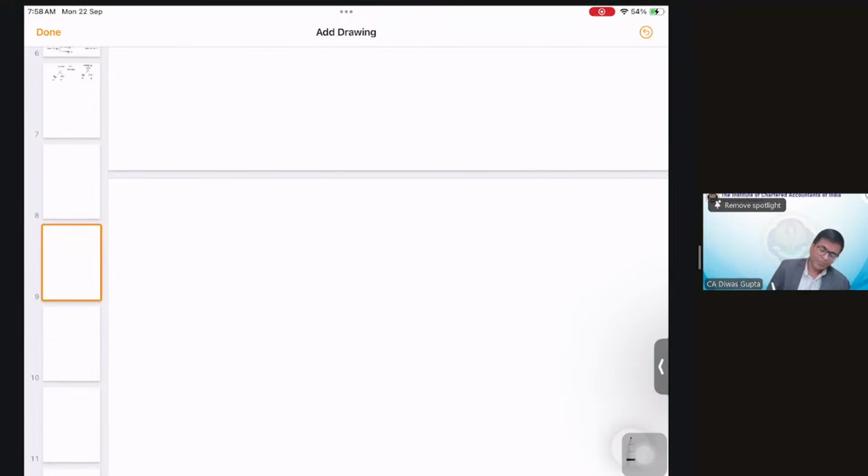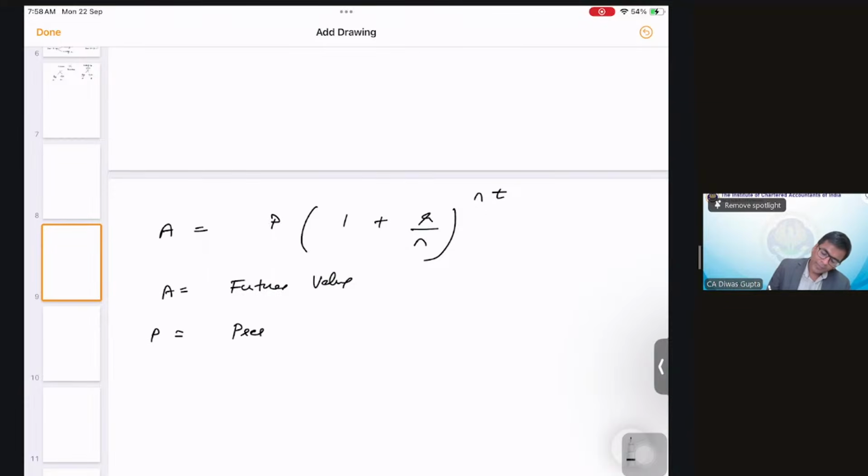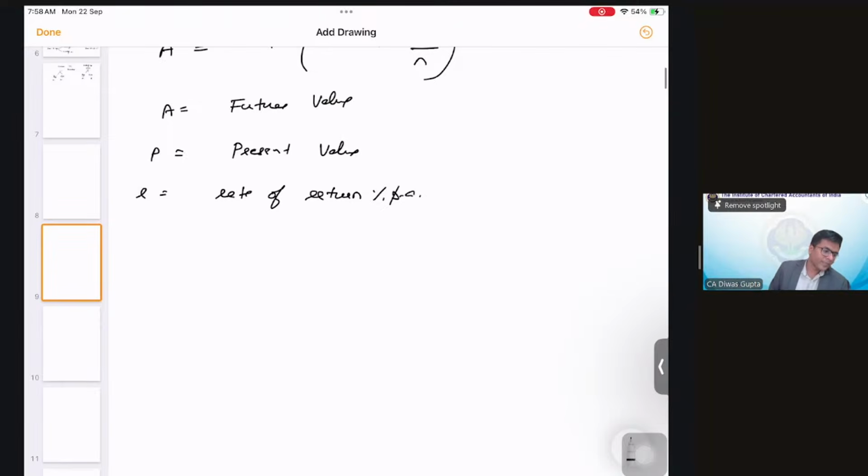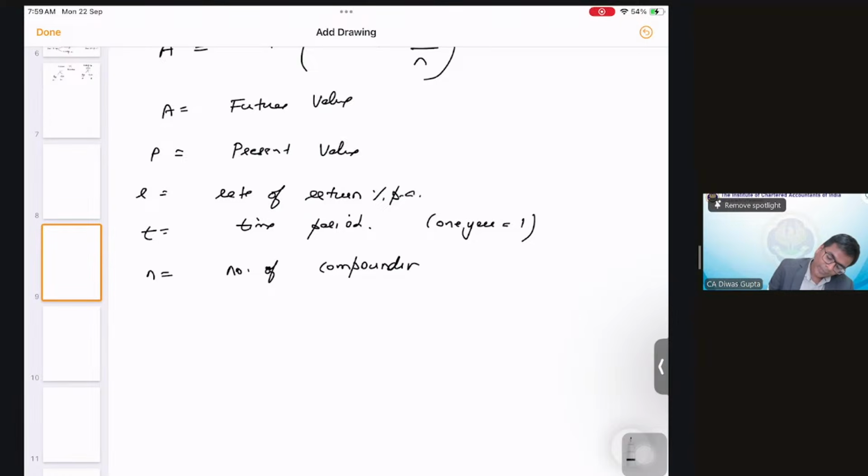So can we derive this formula now? For whatever intervals we have, A is equal to P, 1 plus R divided by N, to the power N into T. Where A is equal to the future value, P is equal to the present value, R is equal to the rate of return percentage per annum, T is equal to the time period, which we always assume is equal to 1 year as 1, and N is equal to the number of compoundings in a year specifically.